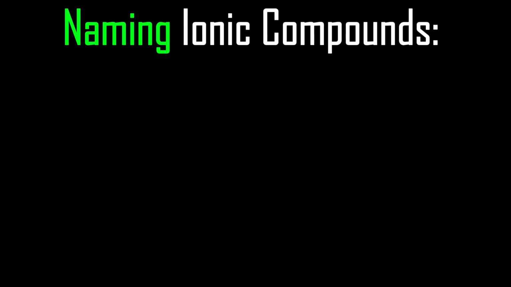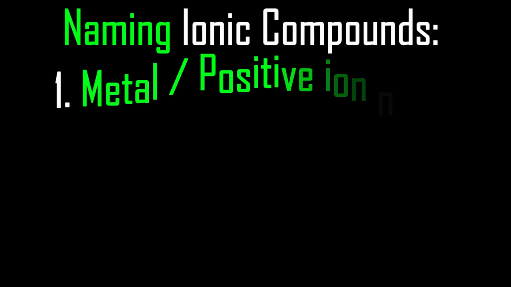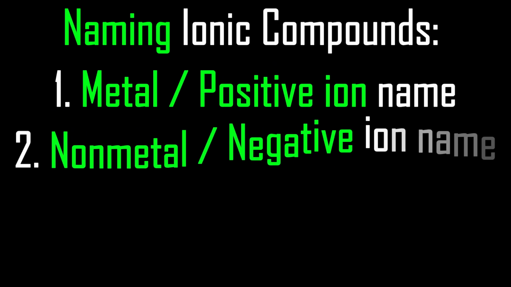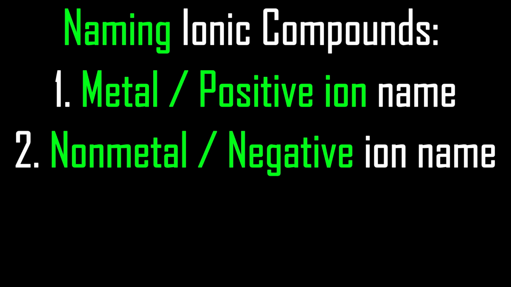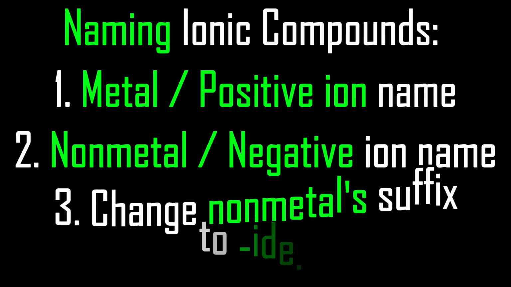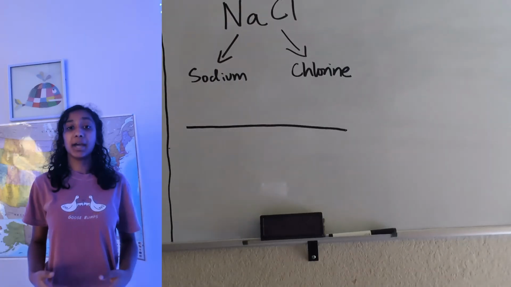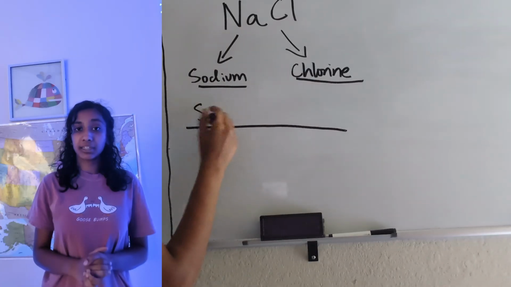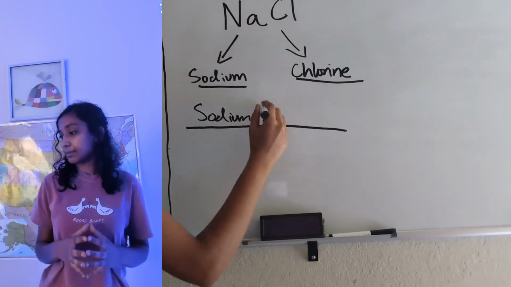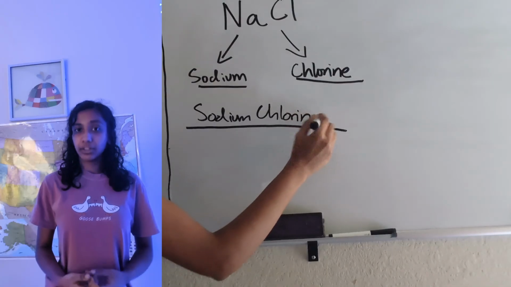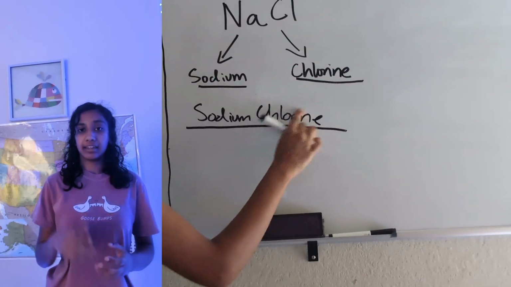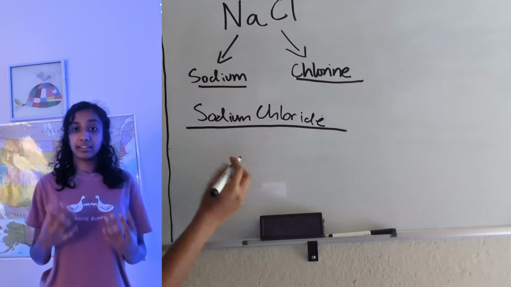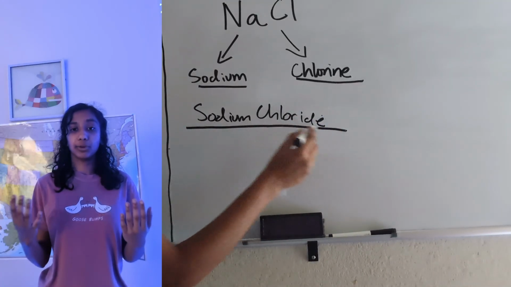Now, let's talk about naming ionic compounds. In an ionic compound, put the name of the metal or positive ion first, and then put the name of the nonmetal or negative ion last. If there is a nonmetal in the ionic compound, you replace its suffix with IDE. In the compound NaCl, which has sodium and chlorine, you would put sodium's name first and then put chlorine's name. Since chlorine is a nonmetal, you would replace the suffix INE in chlorine with IDE. So NaCl will have the name sodium chloride.